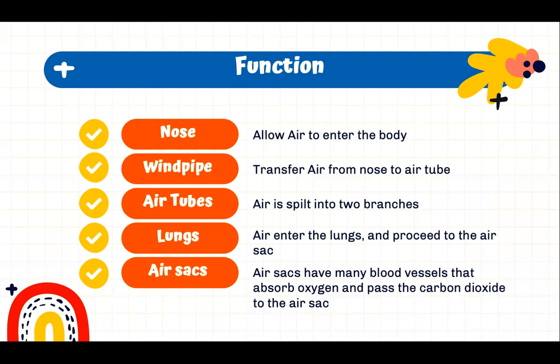When it enters the lungs, it will go inside and reach the air sacs. An air sac is like a kind of bubble ball, and inside there are so many blood vessels. The blood vessels in the air sac absorb the oxygen and at the same time pass the carbon dioxide to the air sac to be breathed out of the human body. So the air exchange process happens in the air sacs. Oxygen enters the body through the air sacs. Carbon dioxide exits the body through the air sacs.